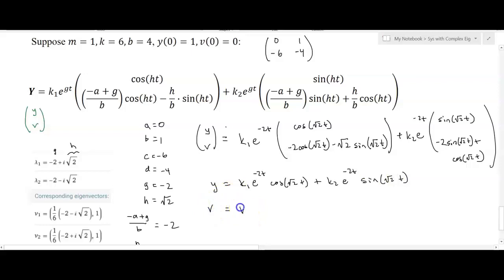V equals k1 e to the negative 2t, negative 2 times that. And you can think about that negative 2 as being what happens when you take the derivative of e to the negative 2t. It's the chain rule. And this is cosine of the square root of 2t minus square root 2 k1 e to the negative 2t sine square root 2 of t. And same thing for the second term, but with the corresponding expressions. So this should be a minus 2 here, so let's go ahead and fix that.